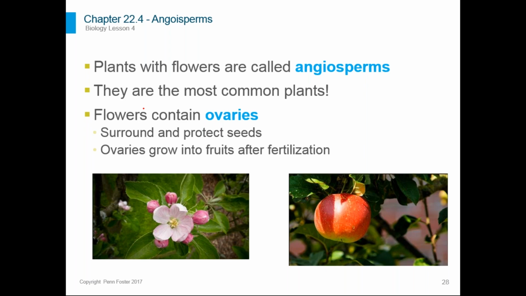After fertilization, when the sperm cells in the pollen fuse with the egg inside of the ovary, the flower kind of falls away and the ovary is left and it swells into a fruit. And these images show the flower on an apple tree before fertilization and the apple that the ovary becomes after fertilization.